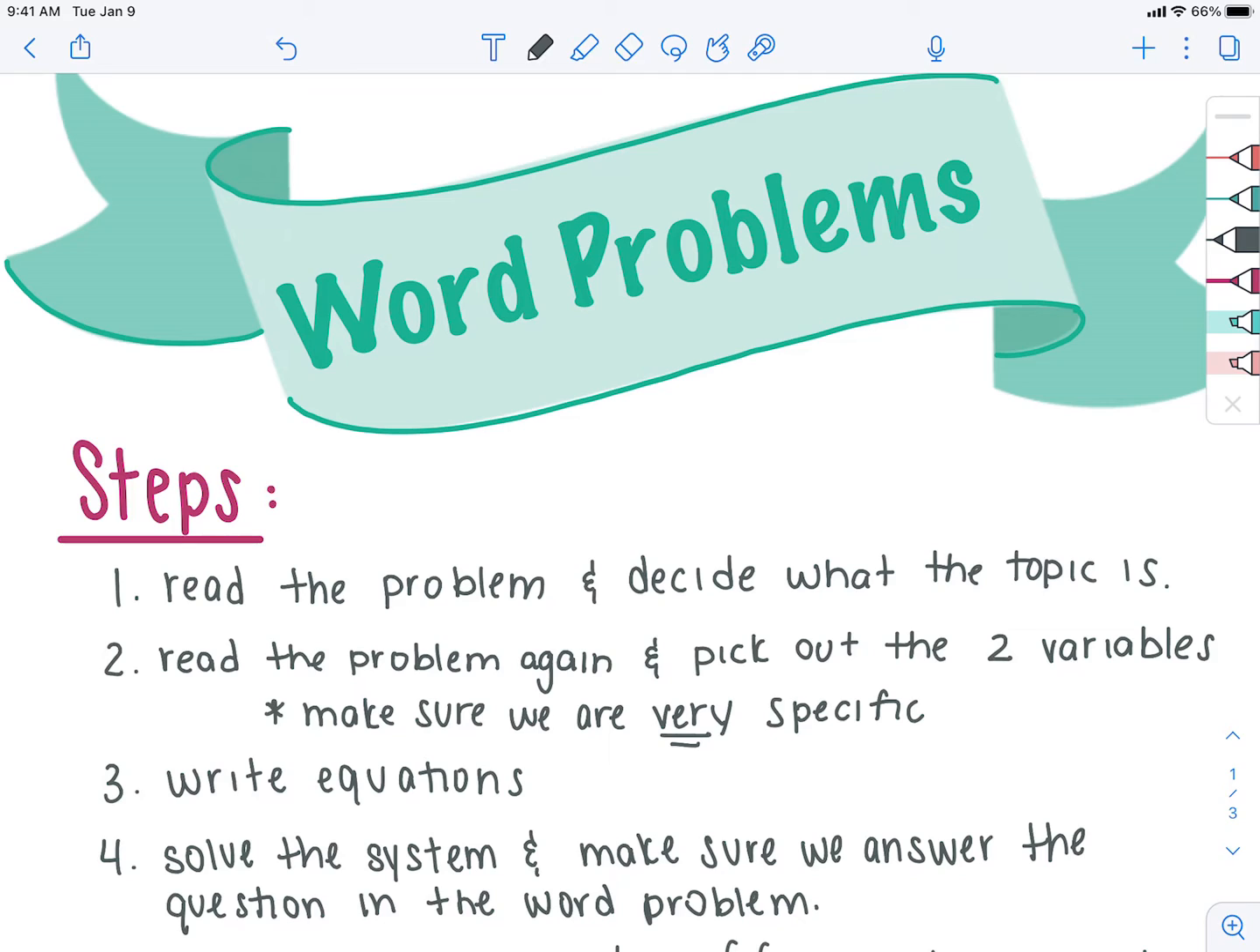So after we solve, we want to make sure we answer the question in the word problem. Sometimes they're going to just ask us for how many students were in the drama club, so we're not going to need to know both things. Or they're going to ask us how much money we spent on bananas, and we'll just need the answer for that. So we want to make sure we're answering the question that's actually being asked, not just giving them a bunch of information because we solved the system and these were the answers we got. So we want to make sure our solutions actually answer the question.